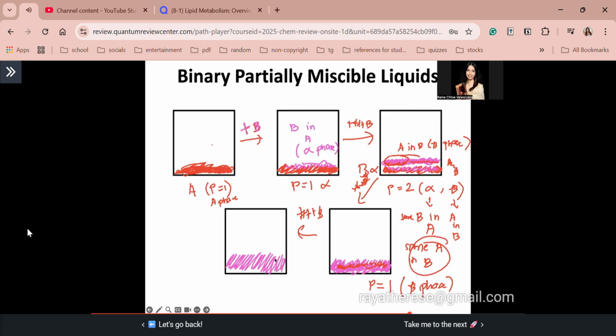This will only be purely B because super dami na nang dinagdag mong B. So ang phase ito ay 1. And the phase is B phase. B na, hindi na beta. Kasi, again, nagdagdag ka ng napakaraming B to the point na negligible na ang amount of liquid A. Kaya ang phase mo ay si B na lang, letter B. Ganon ang concept ng ating binary partially miscible liquids.